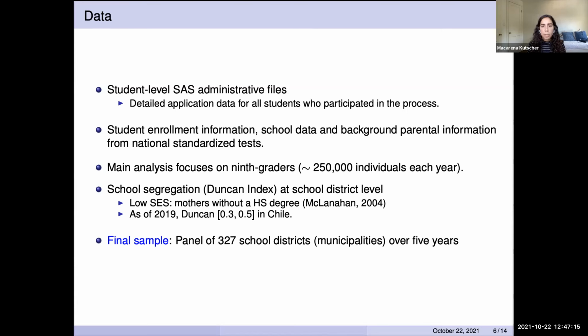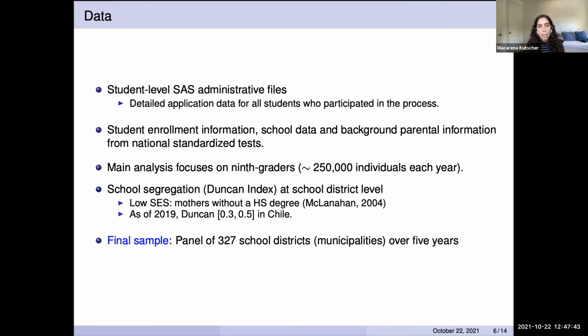To measure socioeconomic segregation, we construct the dissimilarity or Duncan index. This index has to be constructed relative to a specific geographical area. And we define the school district as the municipality, because even though the system runs nationwide and a student could apply to any school in the country, virtually all students apply exclusively within their municipalities.